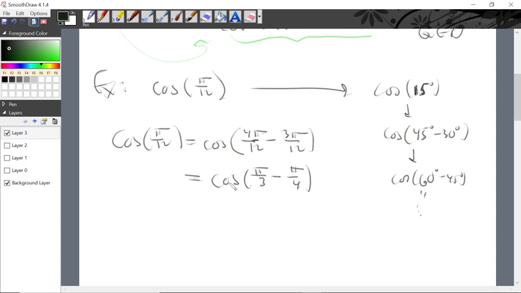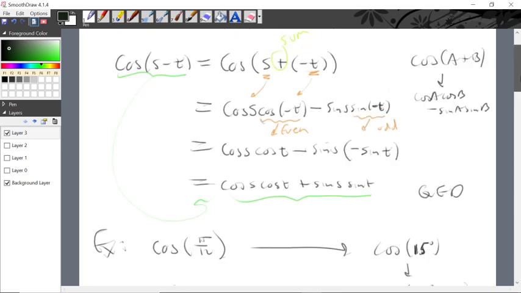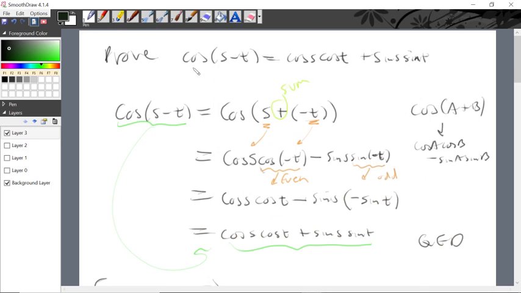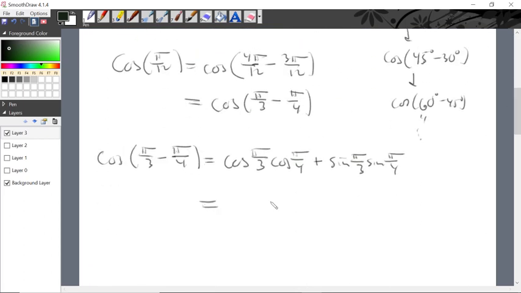Now let's go back to this. Cosine of pi over 3 minus pi over 4. What is that equal to? Well, that is a difference. That's a cosine of a difference now. So we use the cosine difference formula. That would be the cosine of the first argument times the cosine of the second argument, plus the sine of the first argument times the sine of the second argument. I'm just using the formula as stated right here. A cosine of a difference is the product of cosines plus the product of sines. And now we can evaluate.